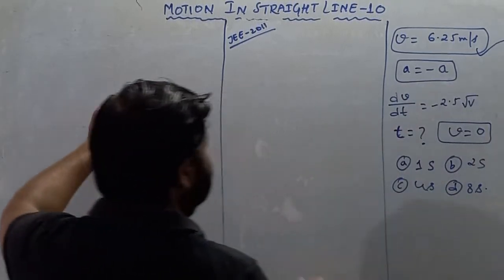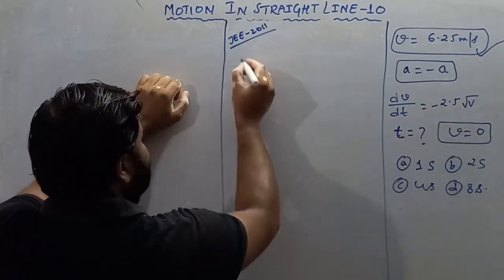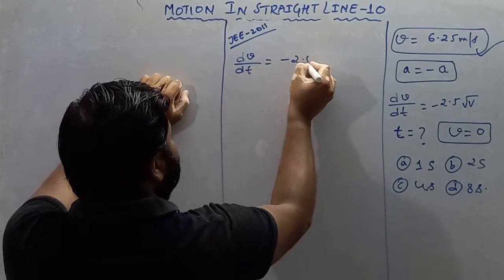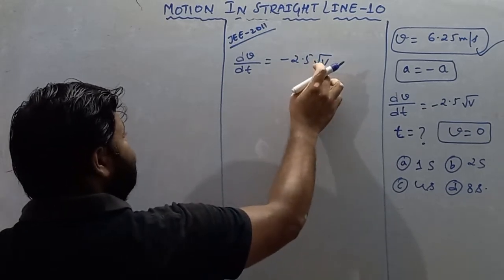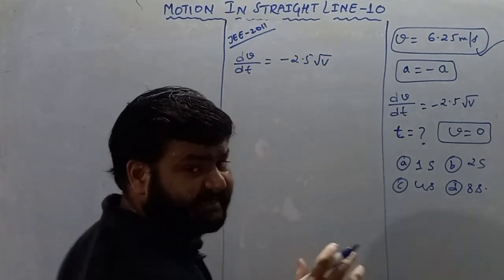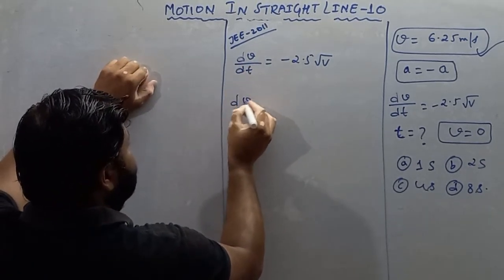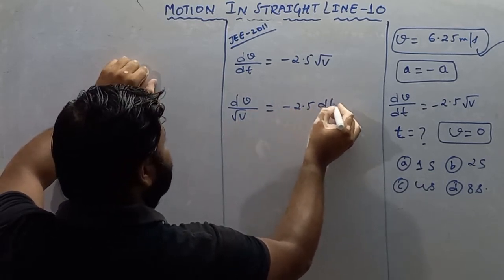Again, my dear student, we know that dv by dt is equal to minus 2.5 root v. I'll take this root v this side and dt this side, so that integration is possible to perform. So we'll say dv by root v is equal to minus 2.5 into dt.